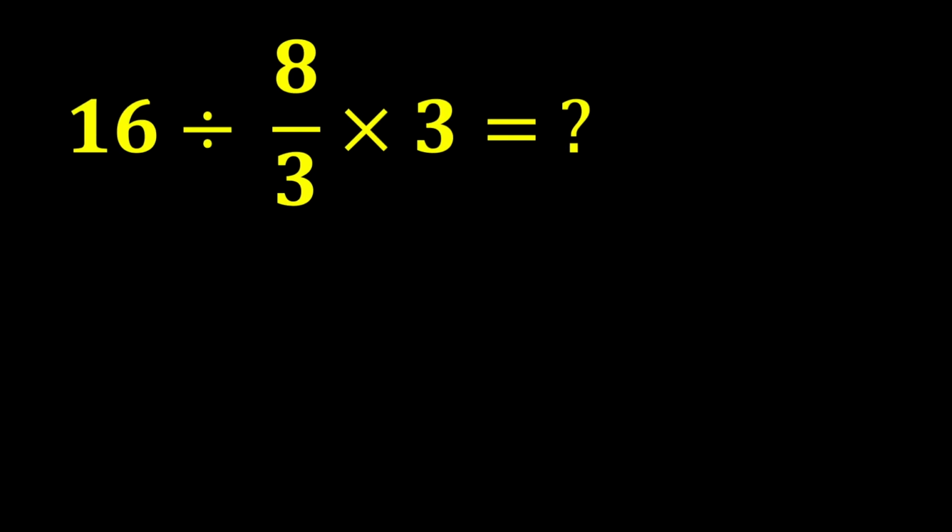16 divided by 8 over 3 times 3. In this expression, there is both division and multiplication. According to PEMDAS, multiplication and division have equal priority, so we move from left to right and perform whichever operation we encounter first. In this expression, if we move from left to right, we reach division first, so we perform the division first and then the multiplication.